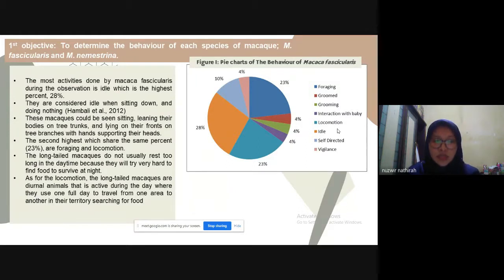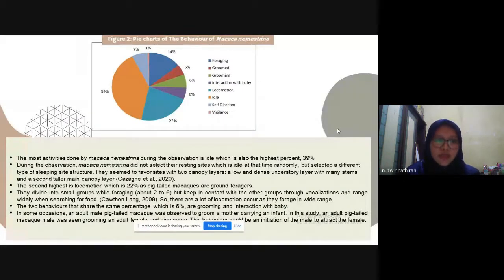As for the locomotion, the long-tail macaques are diurnal animals that are active during the day, where they use one full day to travel from one area to another for searching for food. The most activity done by Macaca nemestrina during the observation is idle, which is also the highest percent. During the observation, Macaca nemestrina did not select their resting site randomly, but selected a different type of idle site structure. They seem to favor sites with two canopy layers, a low and dense understory layer with many stems, and a second taller main canopy layer.